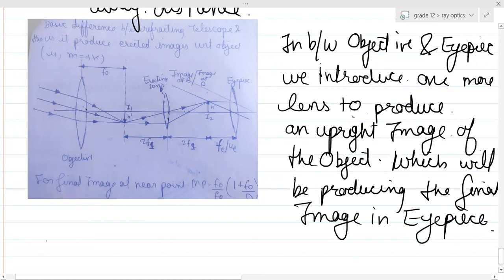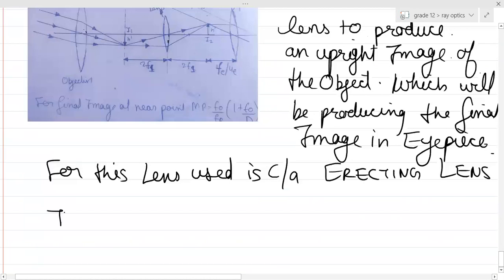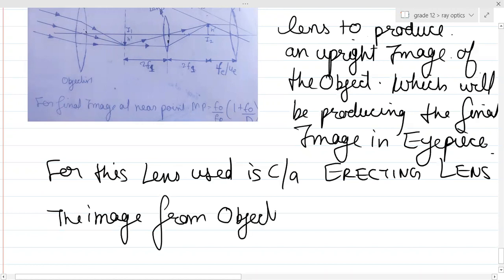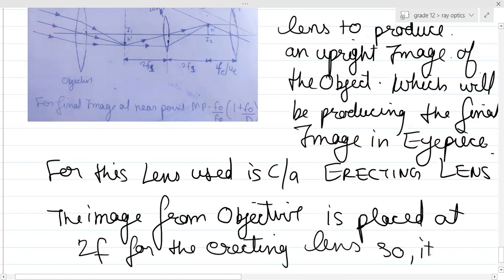So basically, for this, the lens used is called the erecting lens. And can you see over here, the image from the objective lens is placed at 2f for the erecting lens.